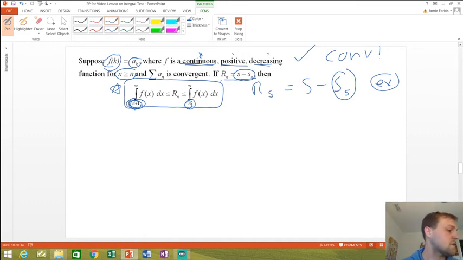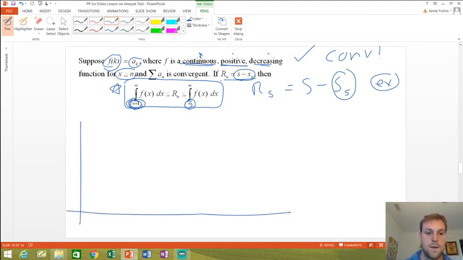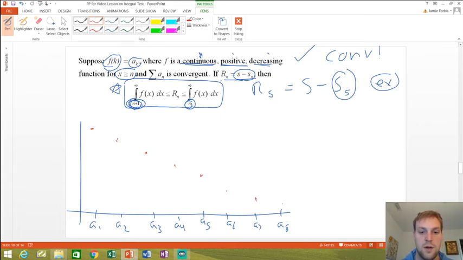So this is basically what we're looking at here. Okay. So I'm going to say a sub 1, a sub 2, a sub 3, a sub 4, a sub 5, a sub 6, a sub 7, a sub 8. Now, wouldn't you agree? Let's say that this is what the sequence looks like. Let's say the sequence starts off right here, then it's going to go here, here, here, here, here, and here.